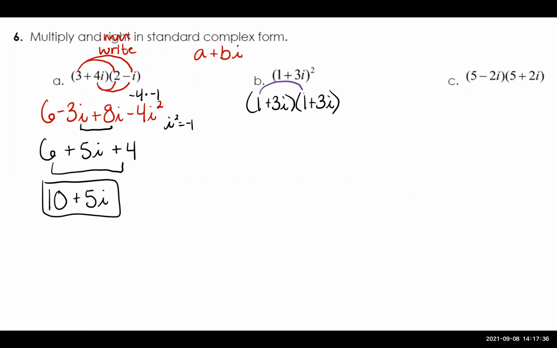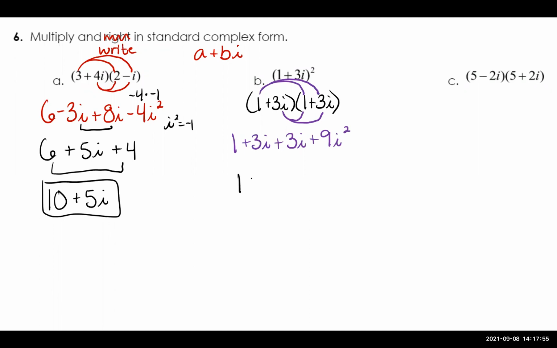Then we multiply. 1 times 1 is 1. 1 times 3i is 3i. 3i times 1 is 3i. 3i times 3i would be a +9i squared.